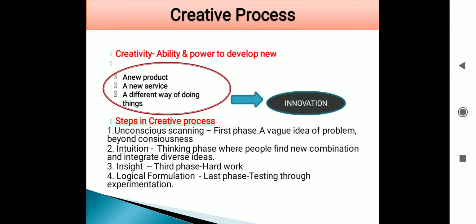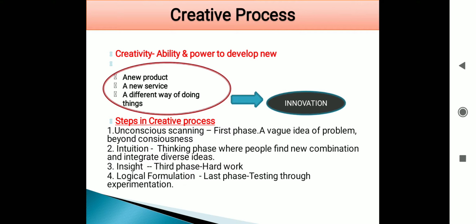The different steps in the creative process are: the first one is unconscious scanning. Unconscious scanning is the first phase in the creative process, and it is just having a vague idea of what is to be done. It is something beyond consciousness. Next is intuition. Intuition links the unconscious mind with the conscious mind. That is, it is a thinking phase where people find new combinations and integrate different ideas for a new product.